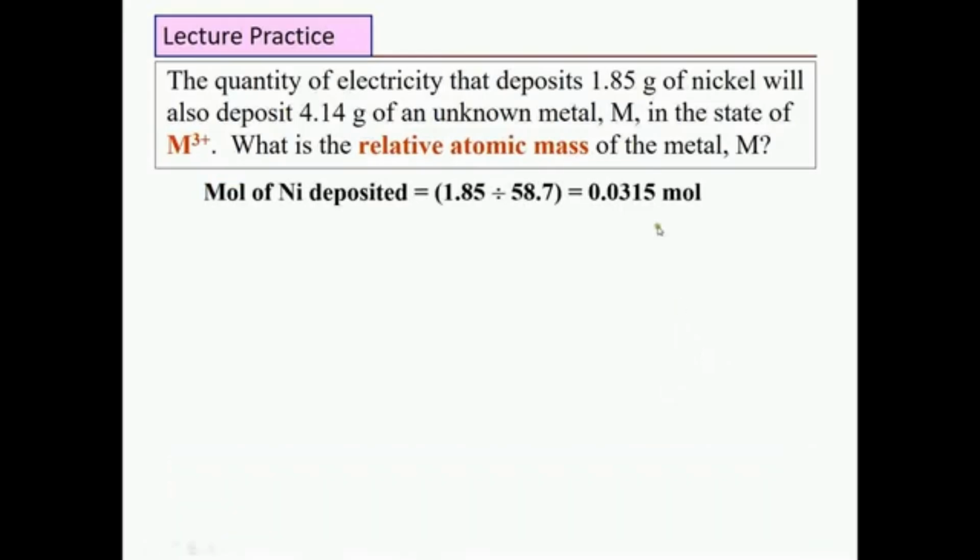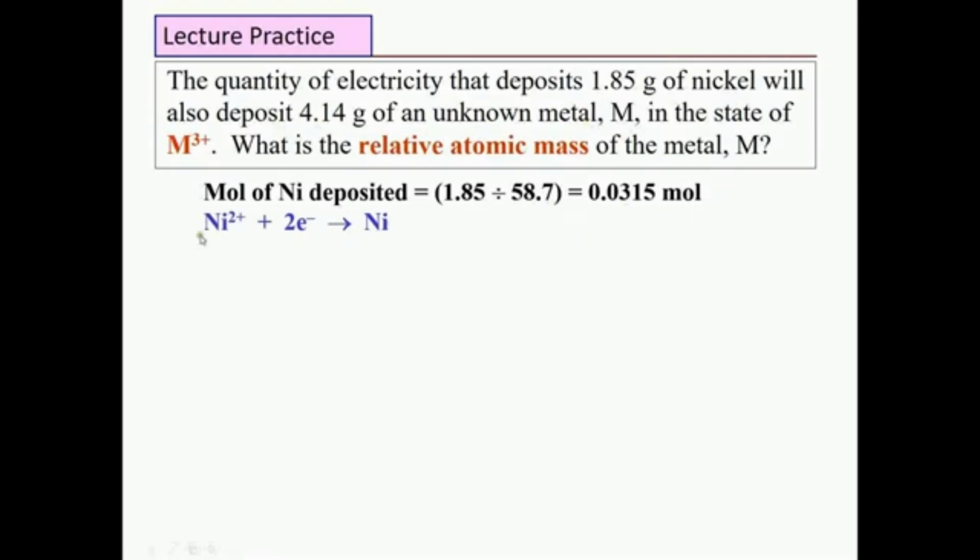Very similar to the previous question, we have the quantity of electricity required to deposit 1.85 grams of nickel. It's the same quantity of electricity required to deposit 4.14 grams of unknown metal M. This time M is in the +3 oxidation state. It's the M3+ cation that we're looking at. So from the 1.85 grams of nickel deposited, we can work out the amount, mass divided by the Ar of nickel, which is found from the periodic table. So that gives us an answer of 0.0315 mole.